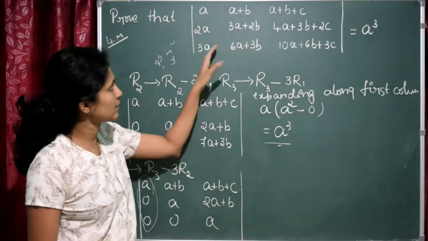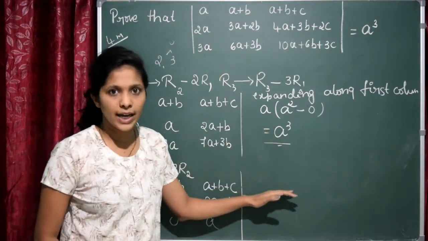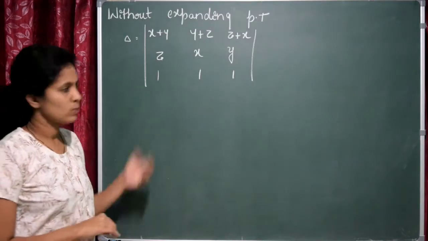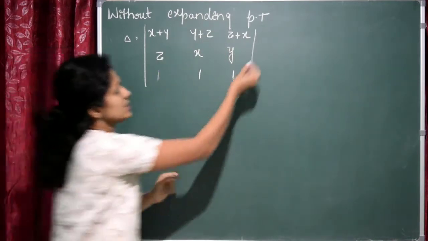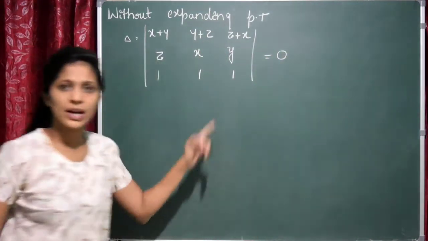You have to make some elements as 0. Then you have to give the expansion. Next problem. This is a simple problem. Without expanding, prove that this is equal to 0. This is given. Prove that this is equal to 0.